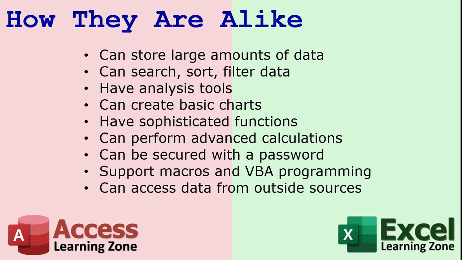So let's talk about how both are alike. All right, both can store large amounts of data. The maximum size of a single file is 2 gigabytes, and that's a lot of information. That's, I believe, like 1 million rows in Excel, and I forget how many columns. In Access, a single table can only be 2 gigabytes, which again is pretty big, but in Access you can chain them together. You can have multiple tables stored in multiple files, so your size is pretty much irrelevant. Both can search, sort, and filter data, although searching and sorting and filtering very, very large spreadsheets can get cumbersome sometimes.